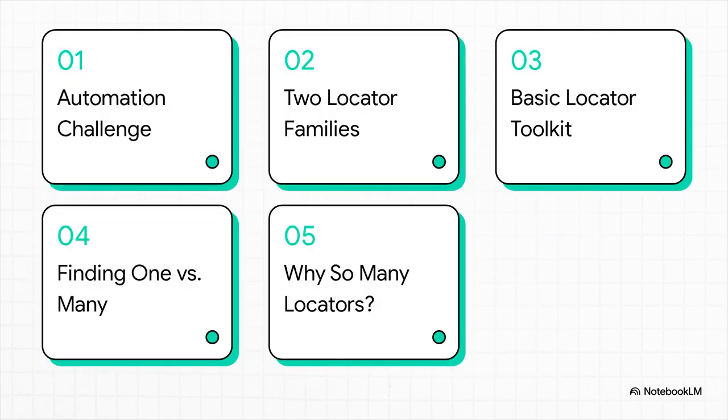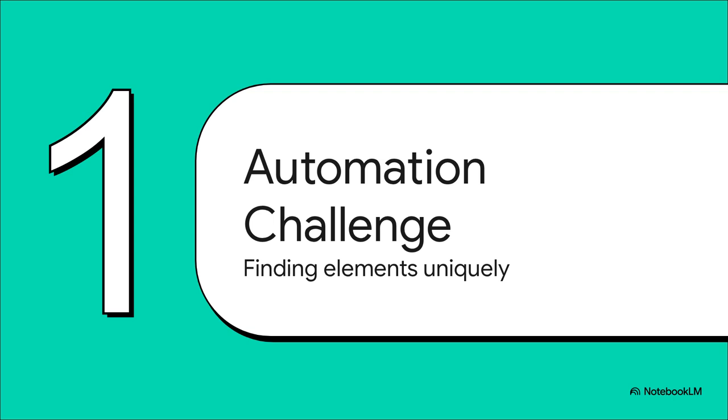Okay, so here's our game plan. We'll kick things off with the main challenge in automation. Then we'll break down locators into two main families. After that, we'll get into the basic toolkit you're going to use constantly, then dive deep into finding one thing versus finding a bunch of things. And we'll wrap up by answering, why on earth are there so many of these things? All right, let's get into it.